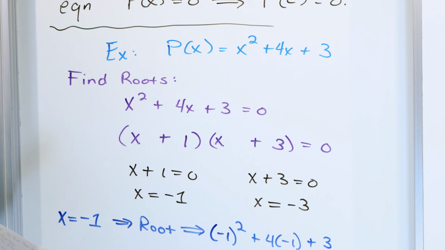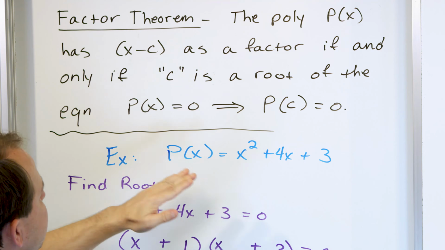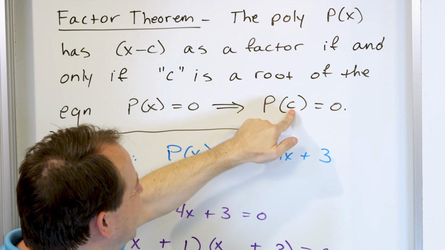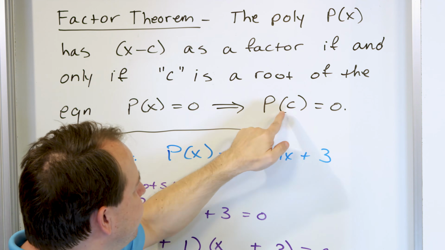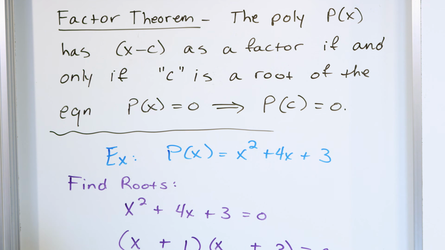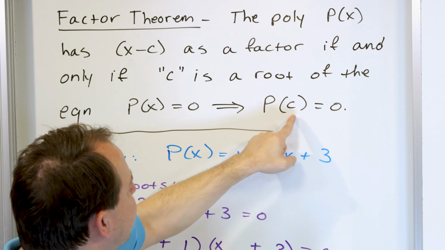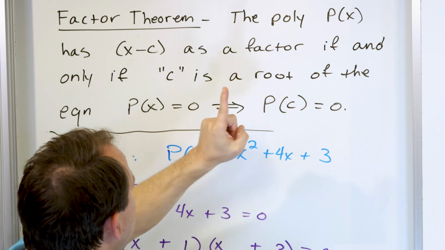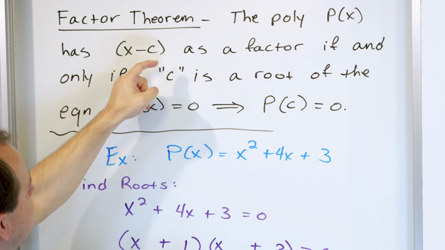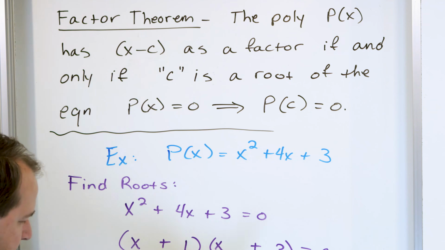So the factor theorem is going a step beyond that. The factor theorem is telling you, if you know the roots of the equation, you know the values of c that make this thing, when you put them in there, equal to 0. In this case, the value of c is negative 1, and the other value of c is negative 3. You have those two values of c, then you automatically know the factors of this polynomial, x minus c, and then the other factor is also x minus c.